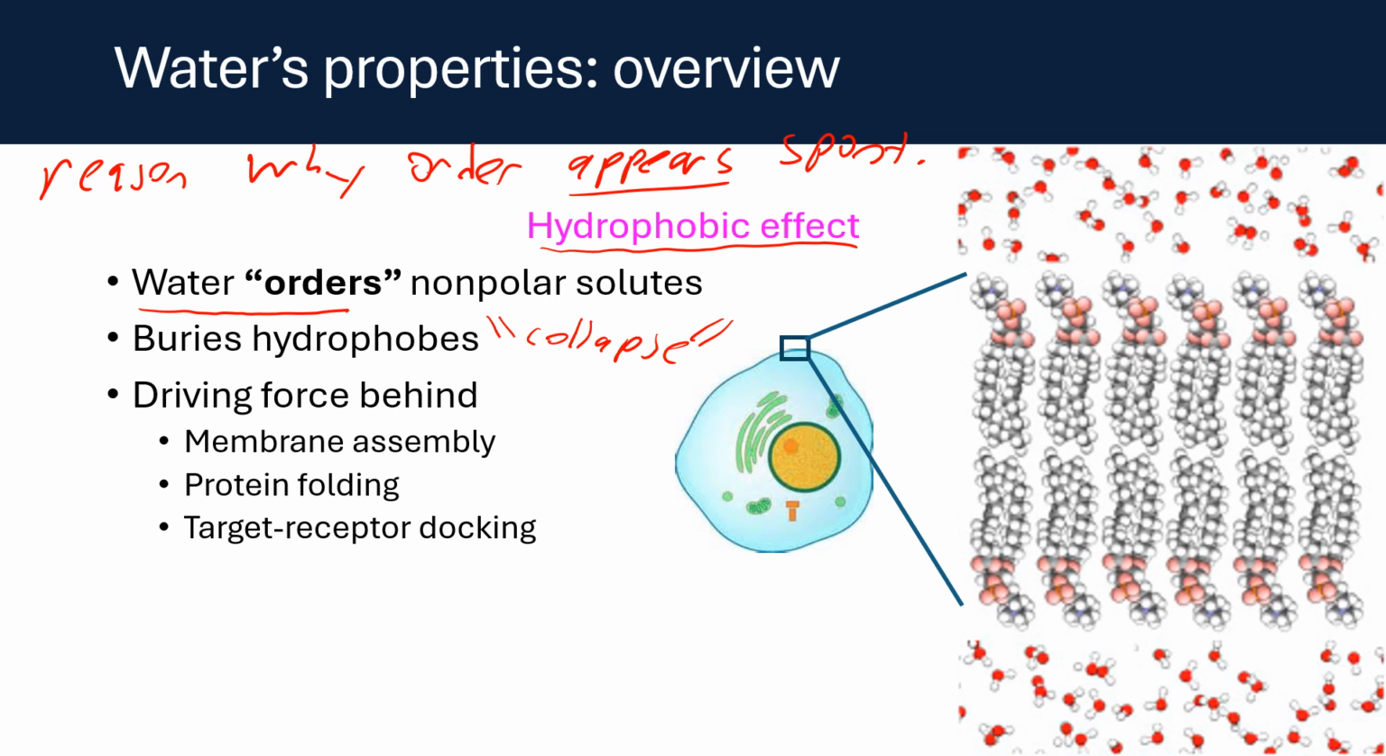That is the driving force behind ordering membrane assembly. All right? This membrane, it's basically a 2D micelle. Think of it that way. It comes together on its own because of the hydrophobic effect. We will also be discussing at length how the hydrophobic effect is what prompts protein folding. It's also what governs a drug or a hormone or what have you binding its receptor. It's all about burying hydrophobes. That is what drives the entropy-lowering appearance of biology.